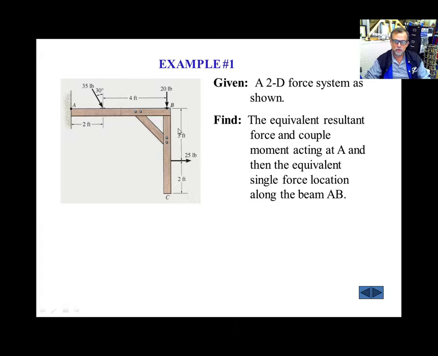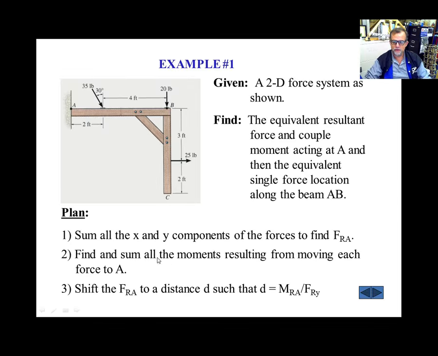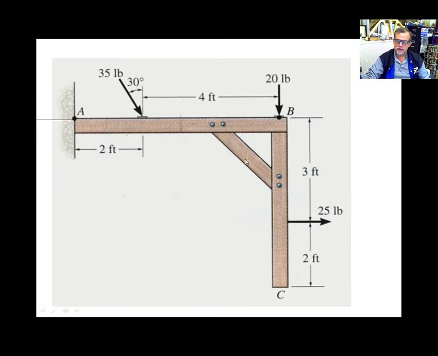But the way you're going to do that, every time that you find this statement, find the equivalent resultant force and couple moment at the point, what the problem really is asking you is to find the resultant force, which doesn't change at all, and then find the resultant moment at that point. And that would be the equivalent system. So let's do that part. Find every component in X and Y, sum every component in X, every component in Y, and find the resultant force. The third point corresponds to the second part of the problem, which I will explain later. So this is the problem that we have.